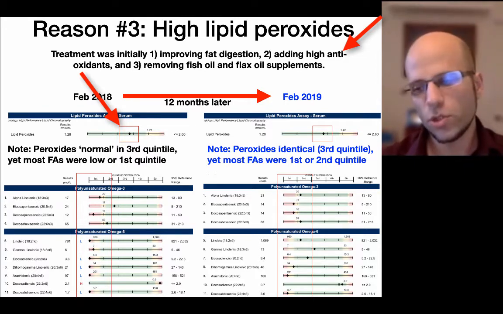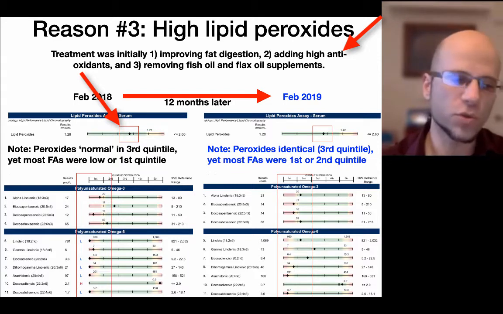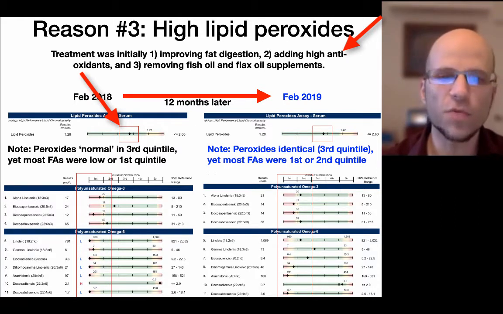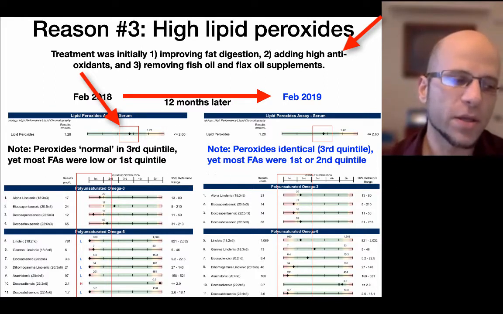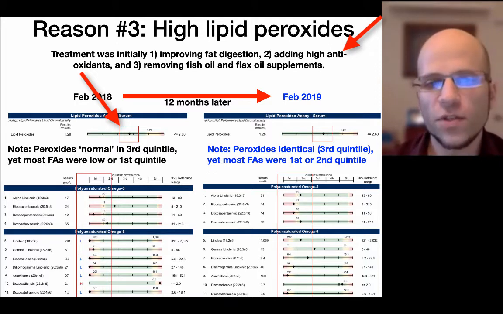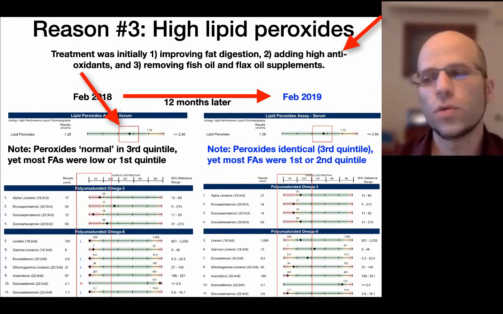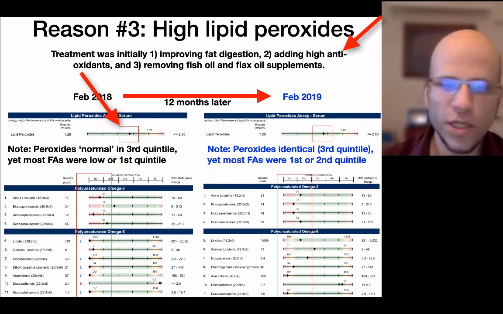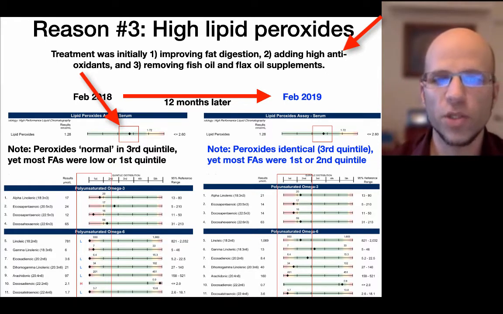So just like you don't add oil to an overly hot frying pan because it's going to smoke, you don't add oil to a human body where they're effectively like an overheated frying pan. So it's dangerous to add concentrated fats like fish oils and flax oils to someone who quickly converts them into lipid peroxides.